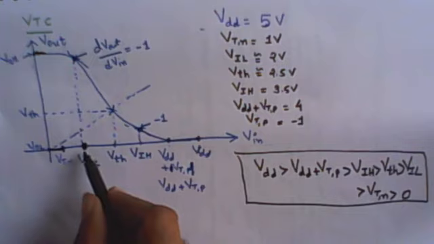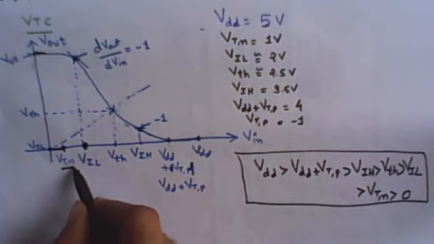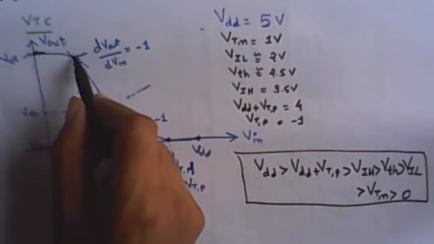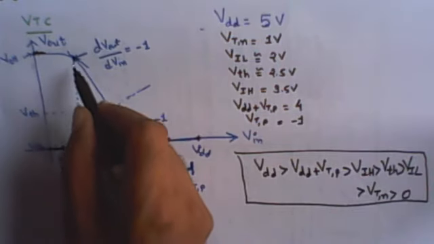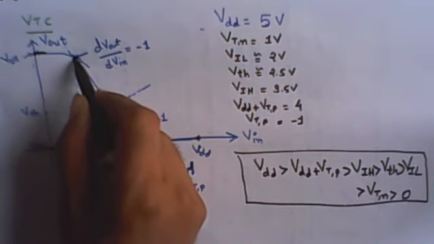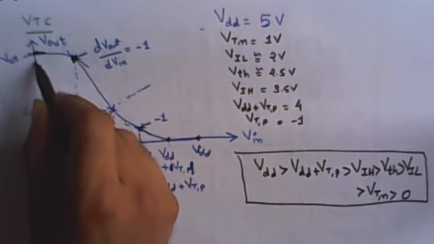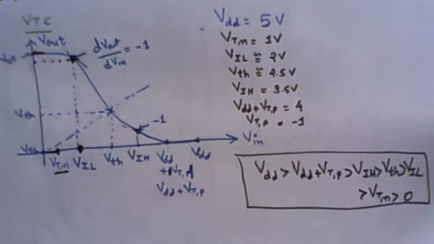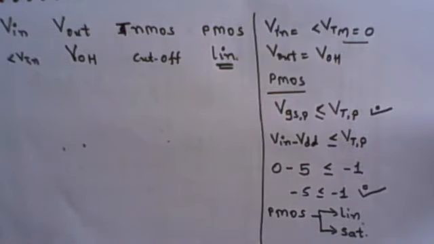So let's see, when the input is VIL, which is greater than the threshold of the nMOSFET, and it is a logic 0 input, so it produces an output that is near about logic 1. Output is near about the VOH. So let's derive the condition of the nMOSFET and pMOSFET in this case.